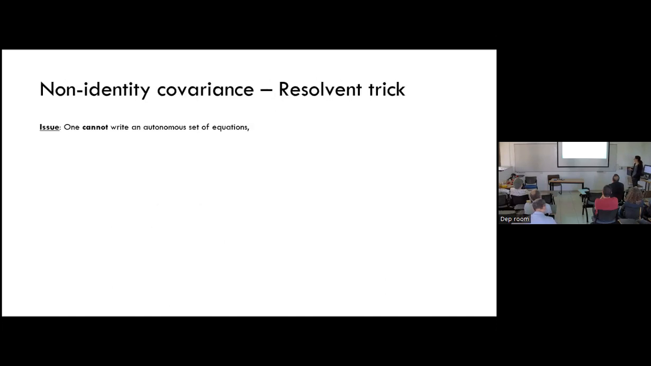So what is so hard with this non-identity covariance case? The problem is that I cannot do what I did before. I cannot just write an autonomous set of equations for the norm and the overlap of my iterate. This is not possible, because higher powers of K will appear, and you cannot close the equation.